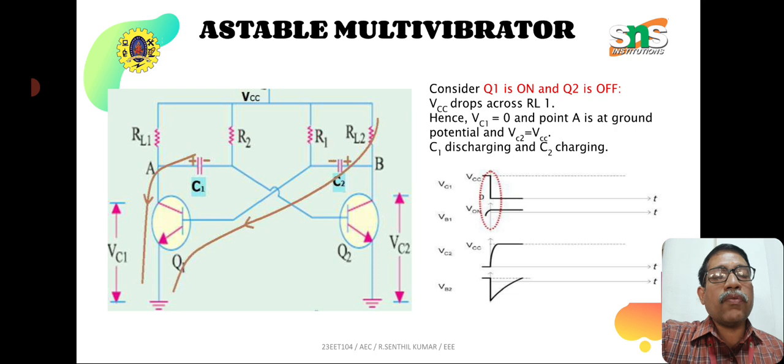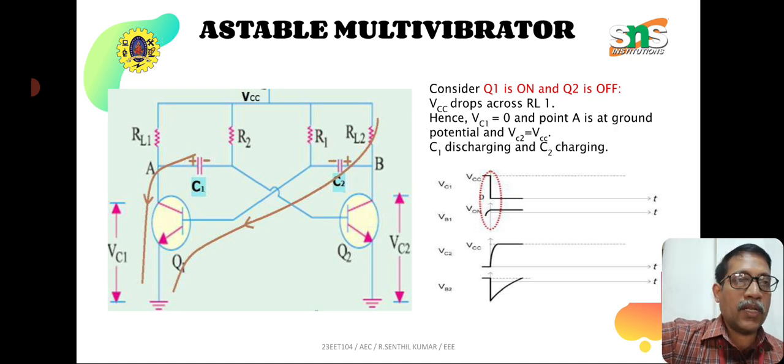Therefore, there is a flow of current from VCC through Q1 to the ground through resistor RL1, R2 and C1. Similarly, there may be a flow of current from RL2, C2 and Q1. The base of Q1 is in on condition. Therefore, Q1 is on and Q2 is off. The VCC voltage drops across RL1, and C1 is in discharging condition, whereas the capacitor C2 is in charging condition.